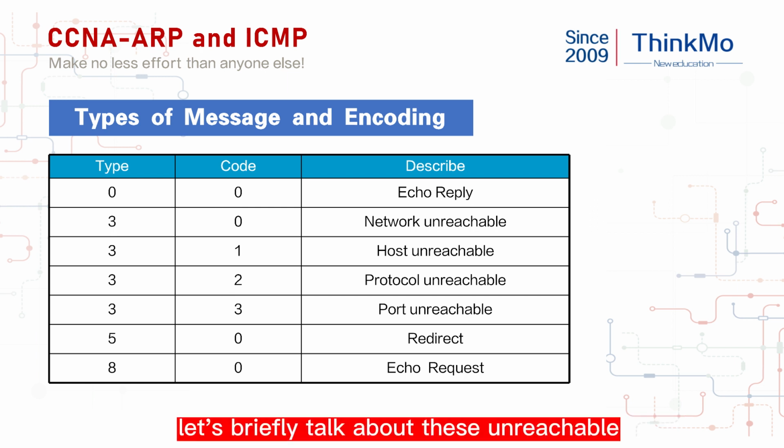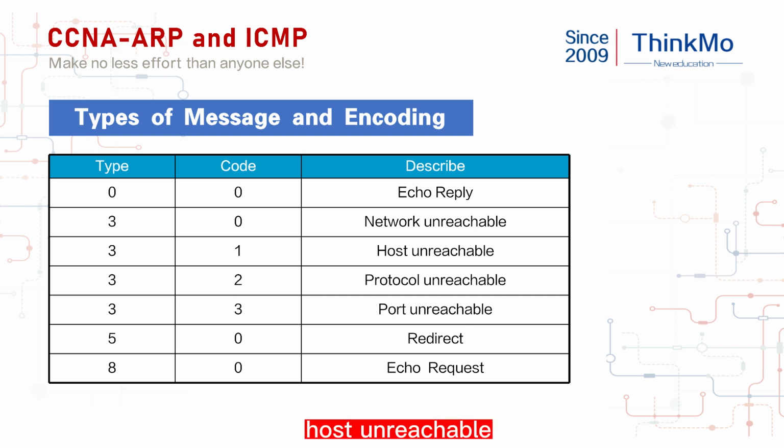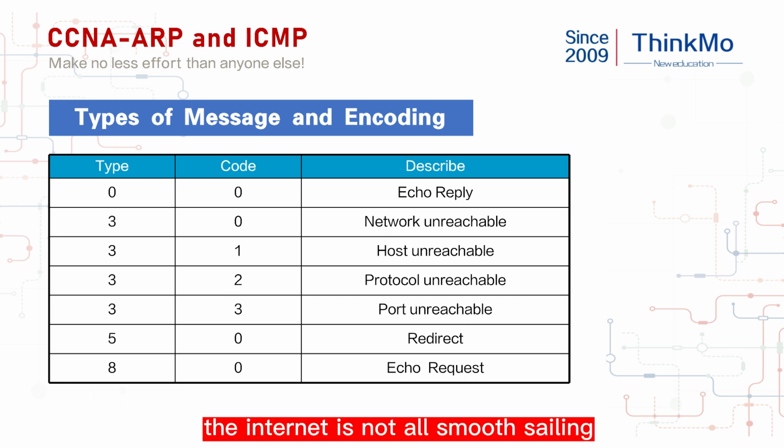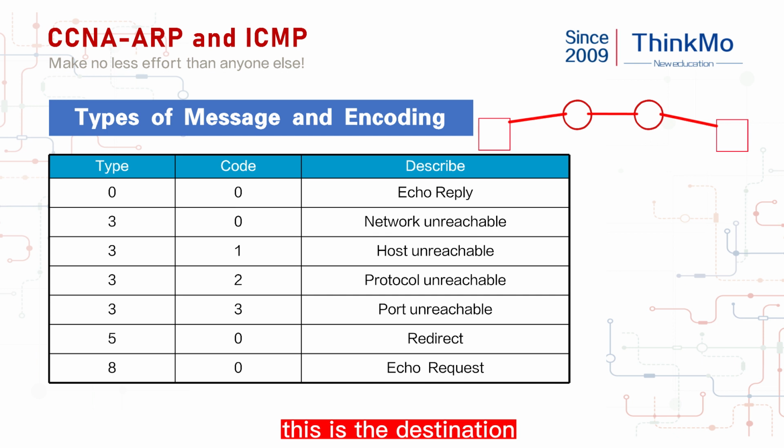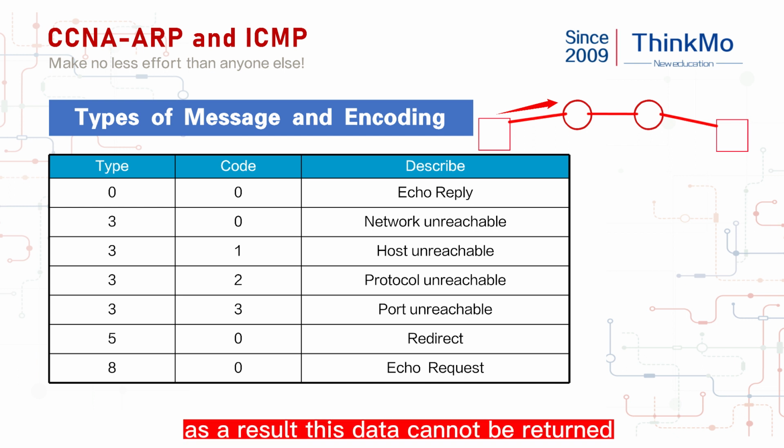Let's briefly talk about these unreachable messages. Host unreachable, network unreachable. I just told you, the internet is not all smooth sailing. Suppose my data is sent. This is the sender and this is the destination. The data goes to the next device, and then, whatever the reason behind, this data cannot be returned. This is called network unreachable.